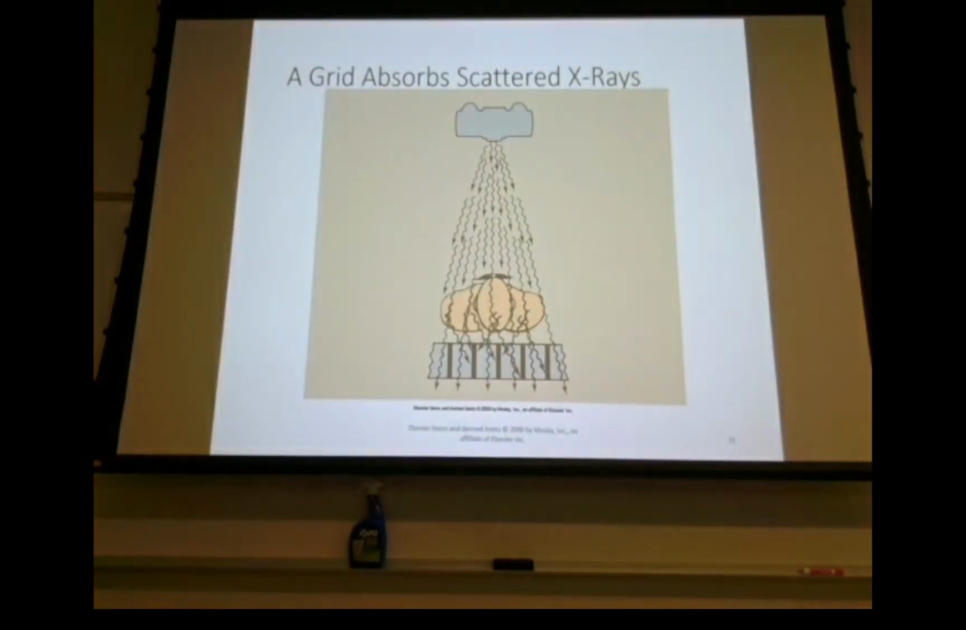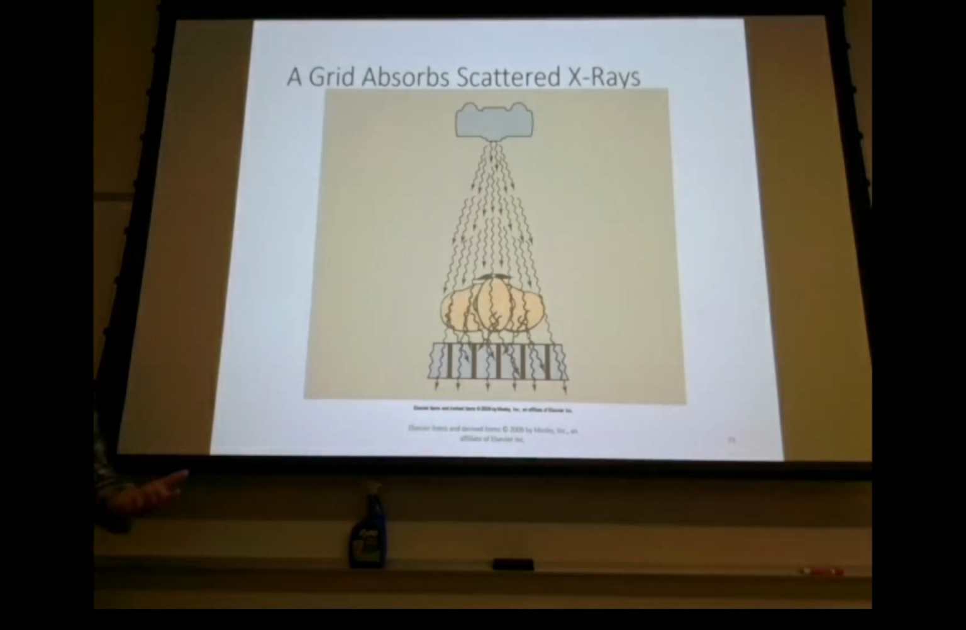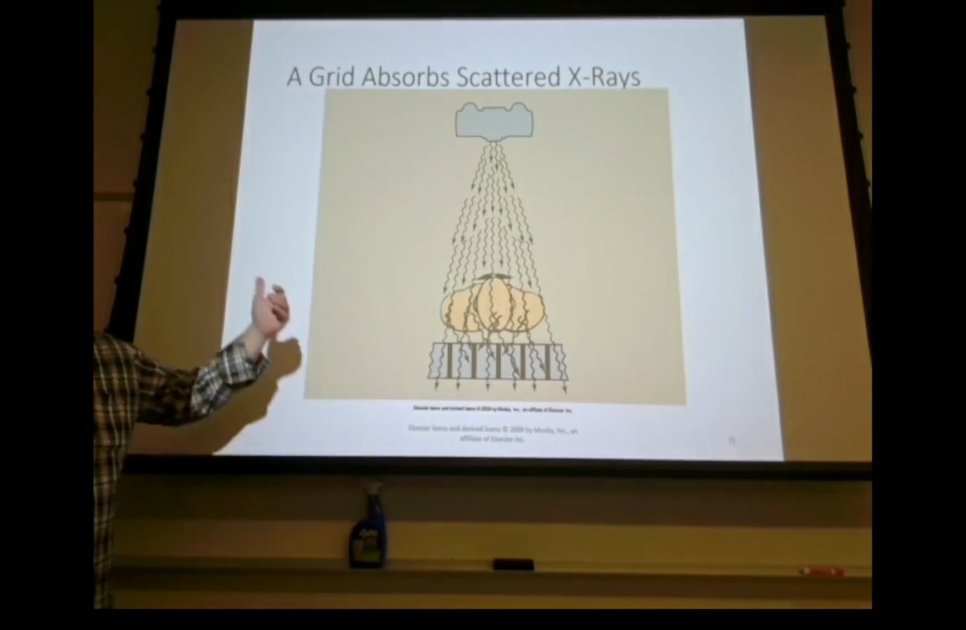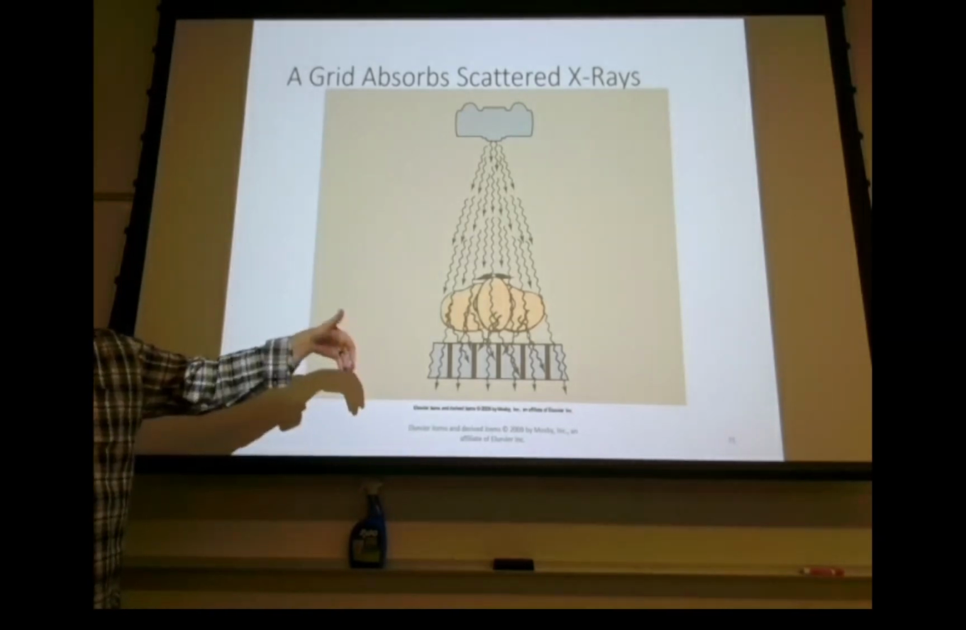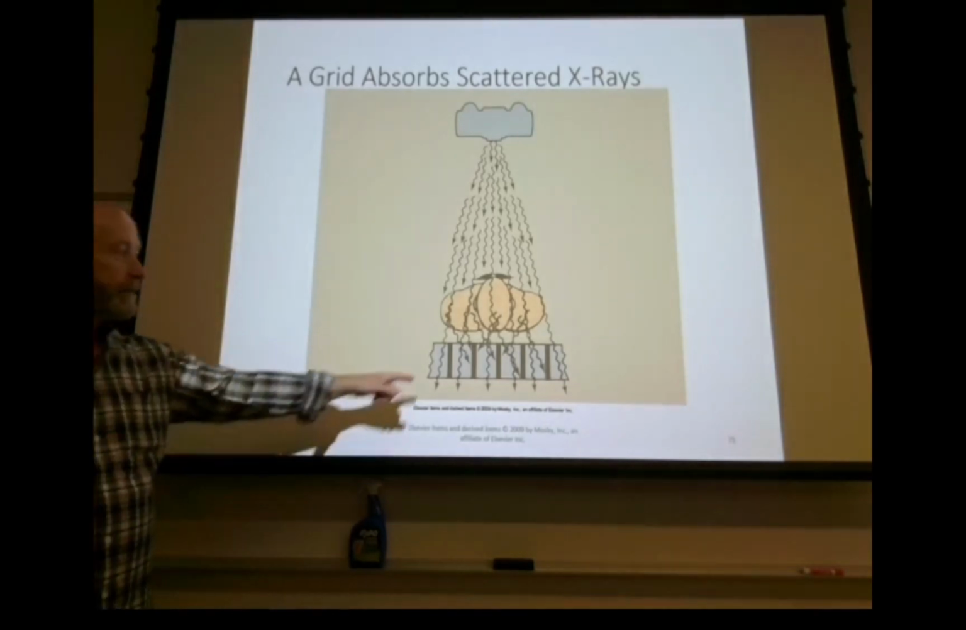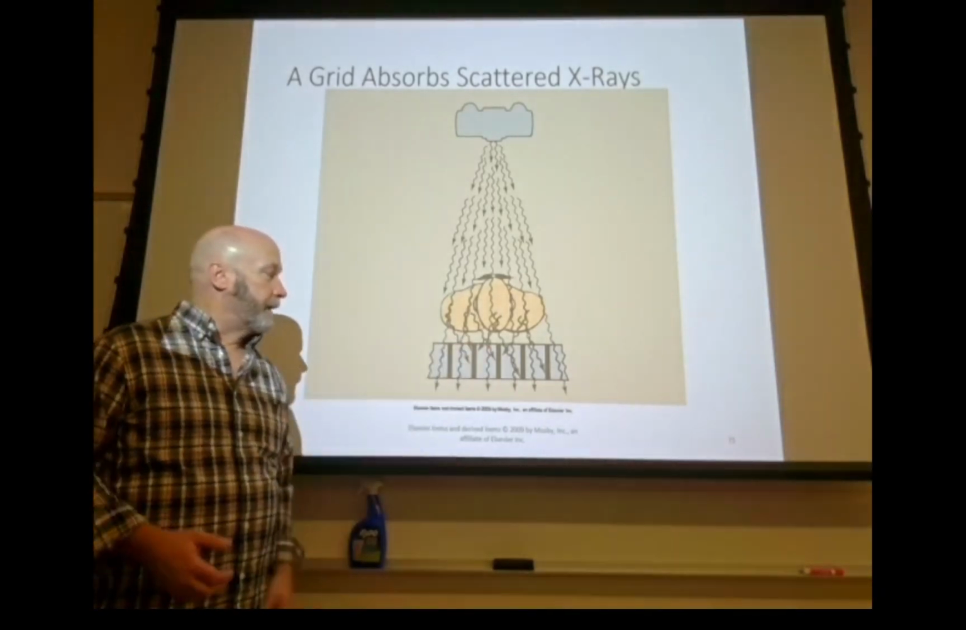So with grids, then, what we're attempting to do is to clean up the scatter after it's created. So you've got all the different types of interactions inside of the patient. You've got penetration, you've got absorption, you've got scatter that becomes absorption, and you've got scatter that penetrates through. The purpose for the grid is to absorb the wide angle scatter radiation.